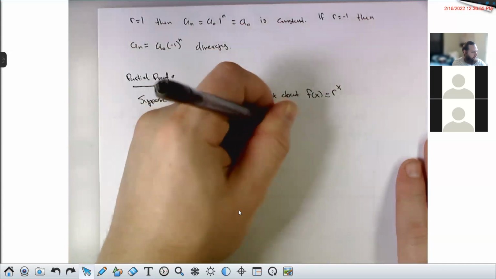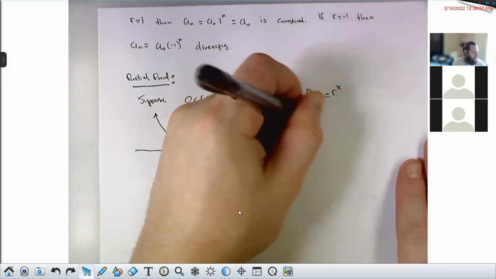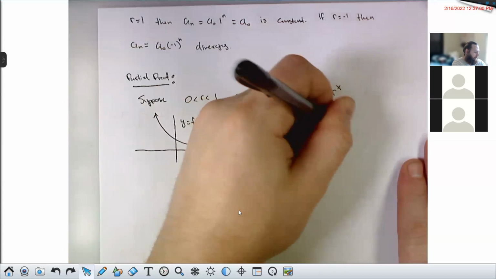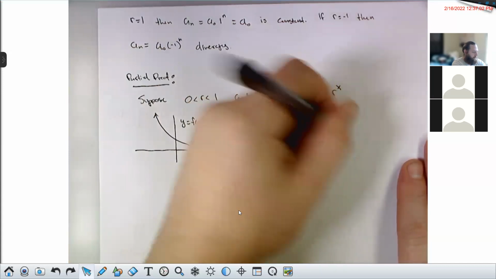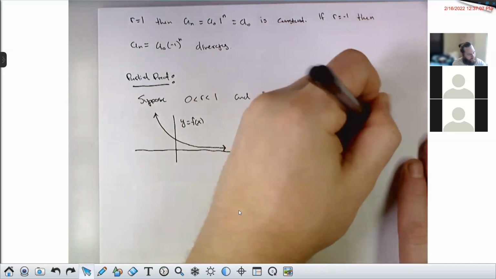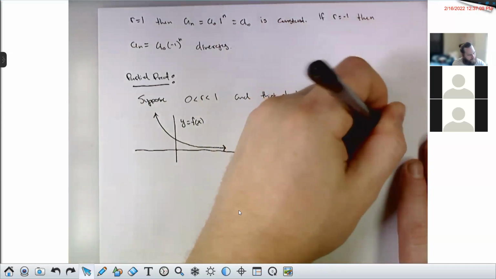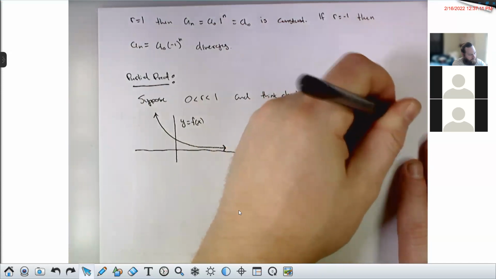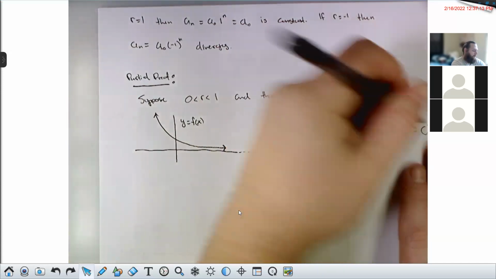I have a graph. The limit as x goes to infinity of f of x, which is the limit as x goes to infinity of r to the x, is 0.